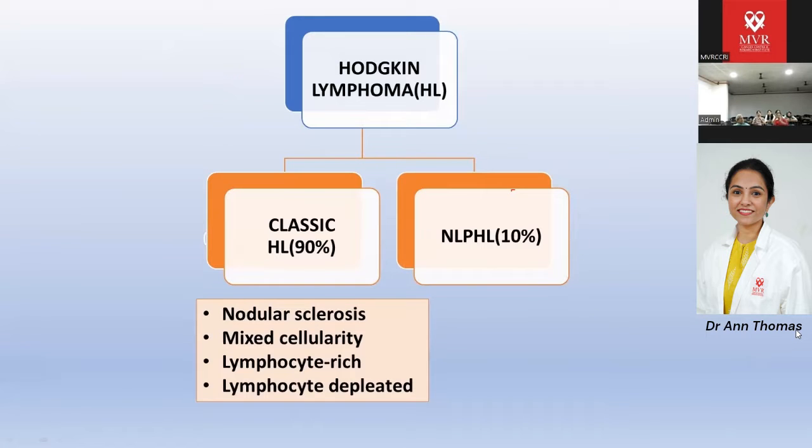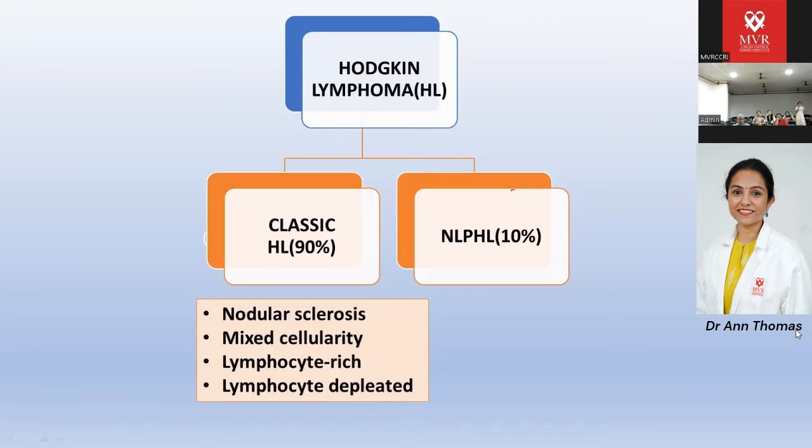Now, Hodgkin lymphoma is further classified into classic Hodgkin lymphoma and nodular lymphocyte predominant Hodgkin lymphoma. Whenever a classification or subclassification is made, it is because it has an implication on the treatment or on the prognosis of the disease. Nodular lymphocyte predominant Hodgkin lymphoma, I will be talking about in detail in a few slides further in the presentation. It is quite different from a classic Hodgkin lymphoma, and management-wise also it's quite different.